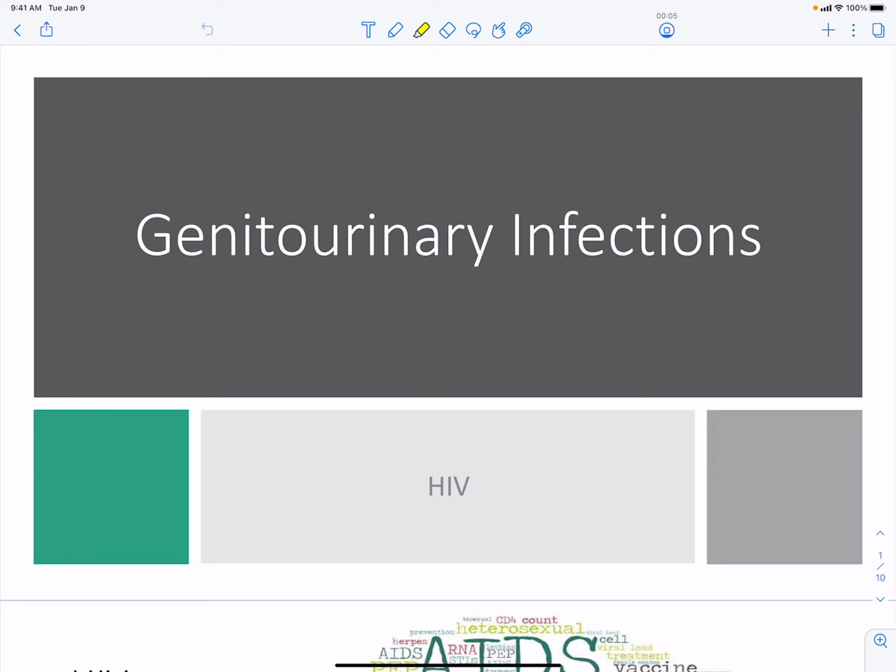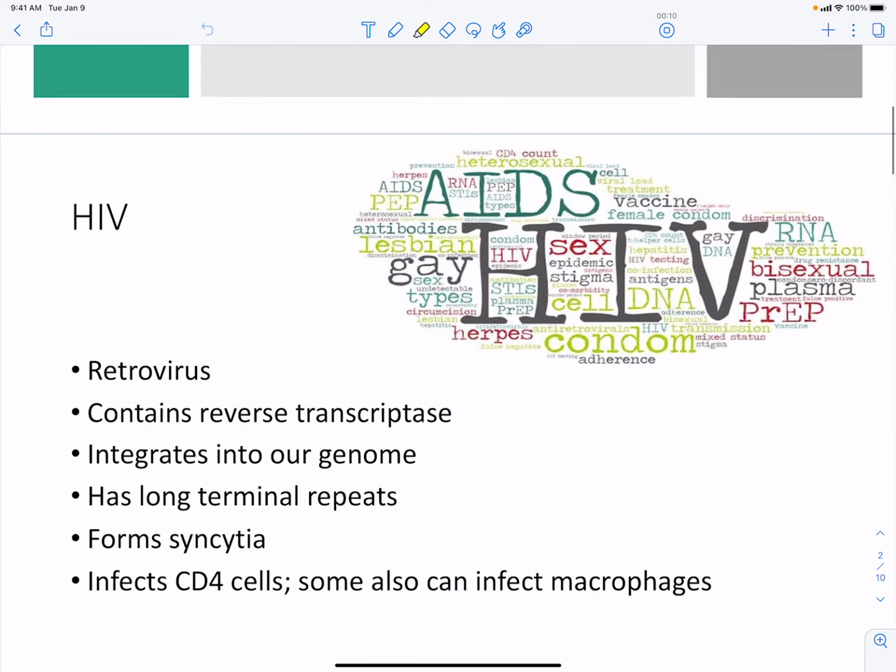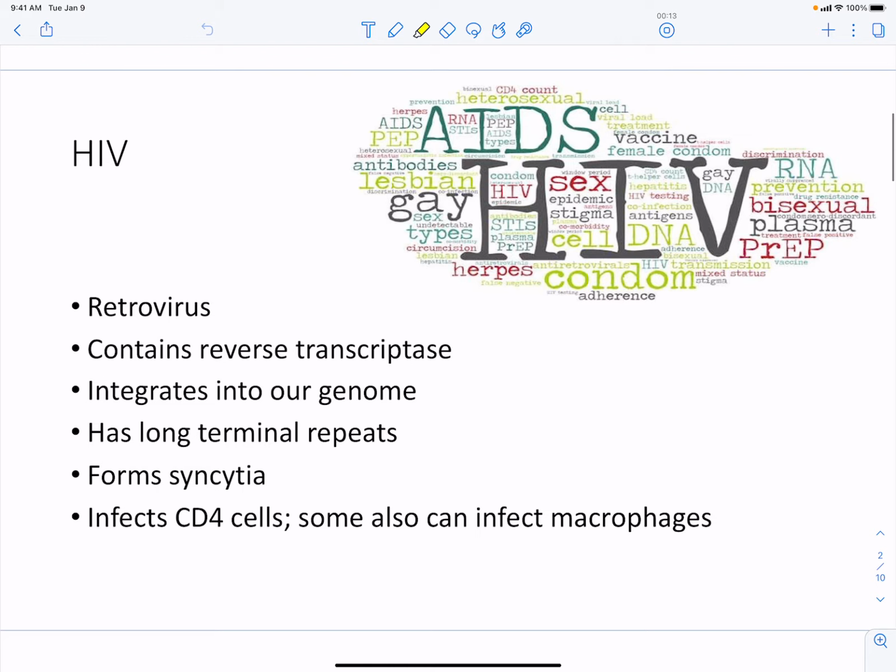Okay, so here we're going to talk about infections by human immunodeficiency virus. Human immunodeficiency virus is the cause for acquired immune deficiency syndrome. And this is a retrovirus. Retroviruses have reverse transcriptase. Reverse transcriptase allows the virus to go from RNA to DNA.